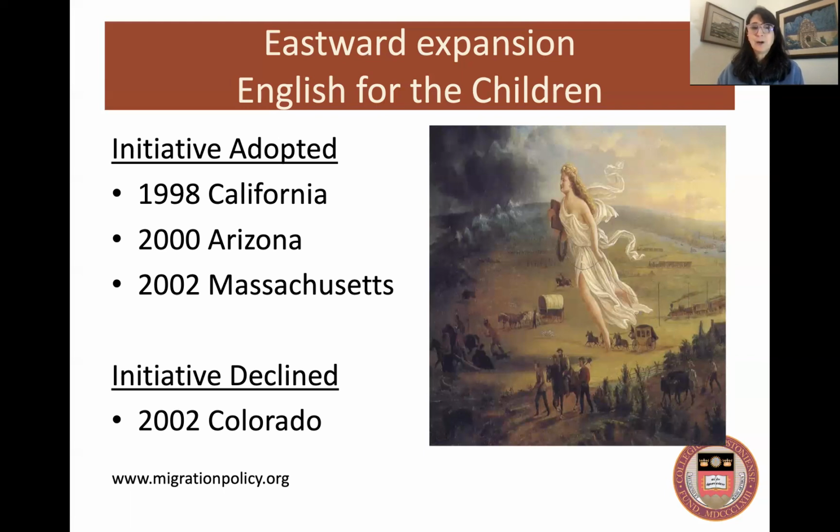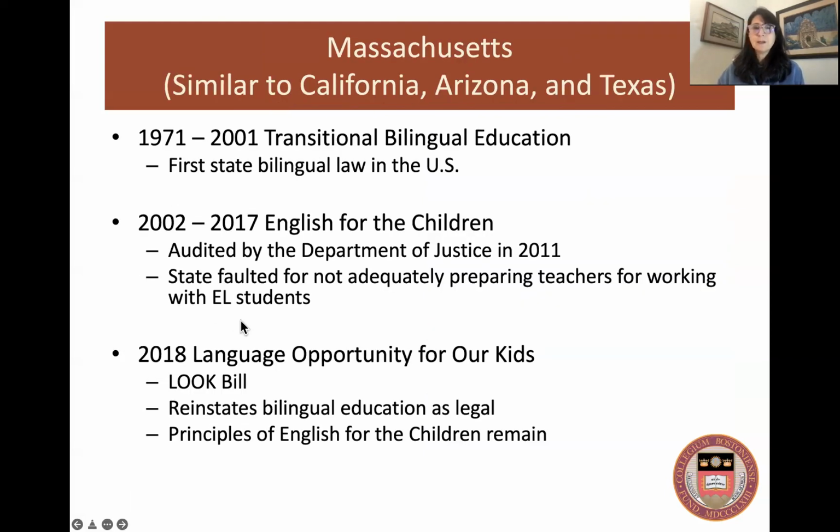And actually, according to the Migration Policy website, Colorado has much better statistics for bilingual learners than any of these other states in regards to state assessments. So this is the story of Massachusetts. What's interesting is that it's a similar story trajectory as California, Arizona, and Texas.